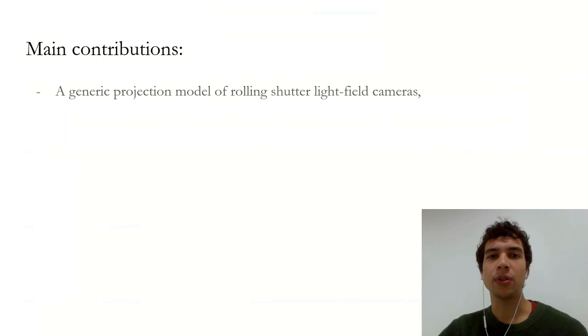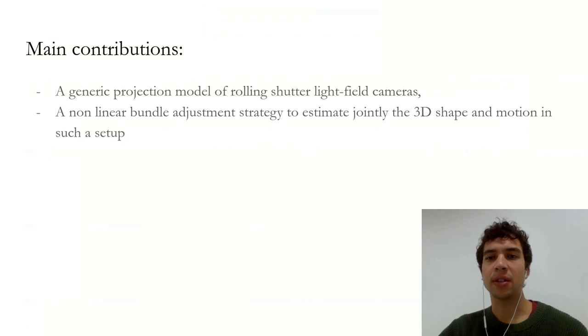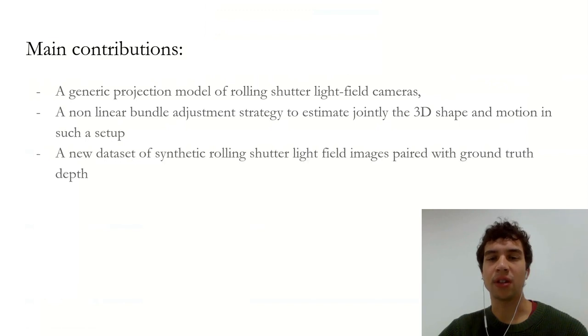The main contributions of this paper are first, a generic projection model of rolling shutter light field cameras, second, a new linear bundle adjustment strategy to estimate jointly the 3D shape and motion in such a setup, and third, a new dataset of synthetic rolling shutter light field images paired with ground truth depth.